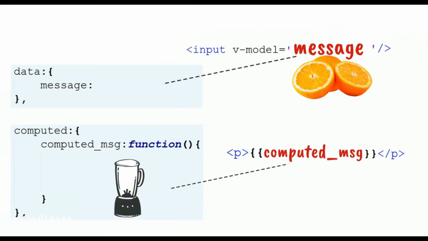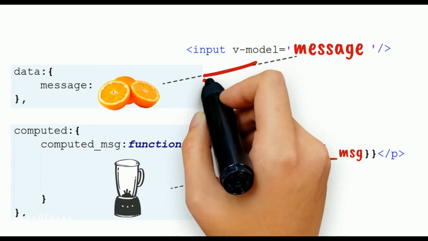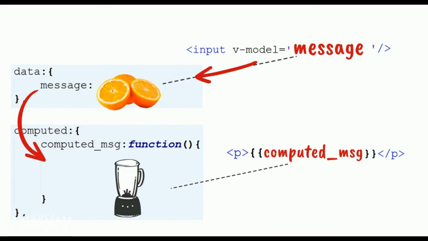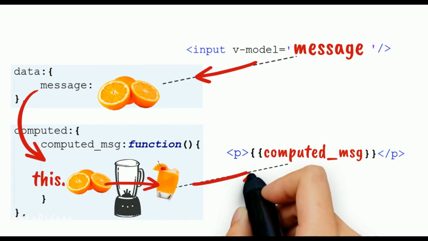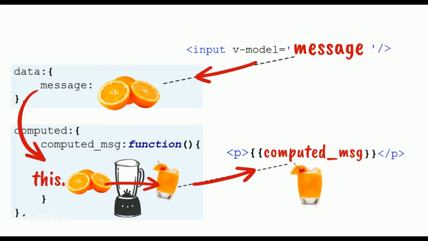In total, we have three connections here. Input box sends orange to data, computed retrieves orange from data and makes it into orange juice. P tag retrieves orange juice from computed and displays it to us. Take a photo of this screen and review it constantly.